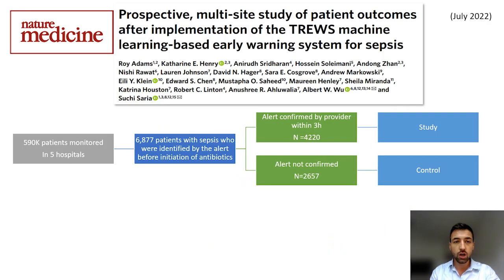This is one of the first large-scale prospective deployments of an AI-based sepsis prediction model. In this paper, they deployed such a machine learning system in 5 hospitals, and it monitored nearly 600,000 patients. You see that nearly 7,000 patients received an alert, so the system alerted and suggested that the patients were about to develop sepsis. And then they split those patients into 2 groups, depending on whether or not the alert was confirmed by a healthcare professional.